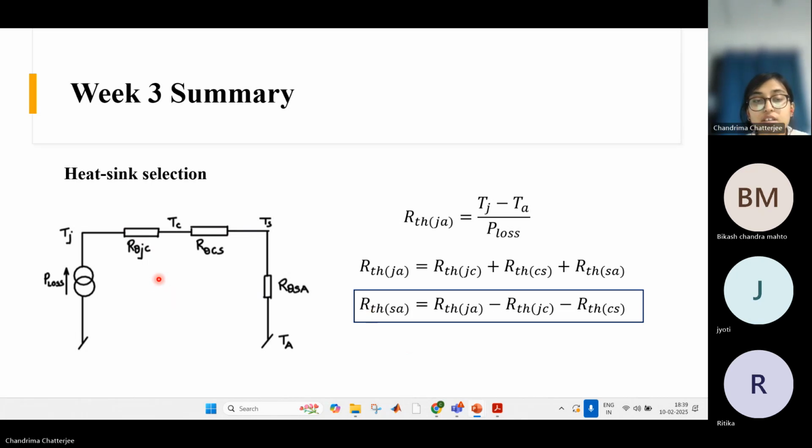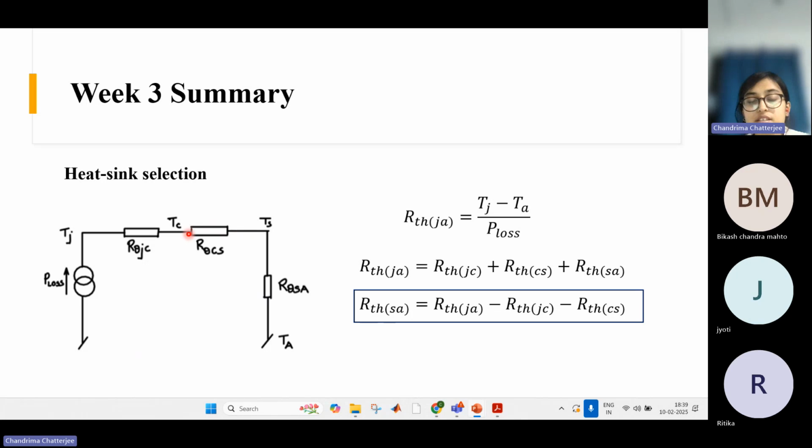Here is the thermal circuit that was also discussed earlier. So how will you select the heatsink? If you see, there will be some loss that we already discussed. There will be some loss in the MOSFET, and suppose this node is the device junction, and here you have a thermal resistance, R theta JC, which is junction to case thermal resistance.